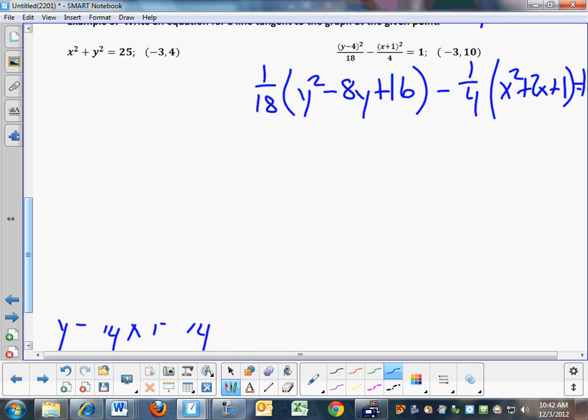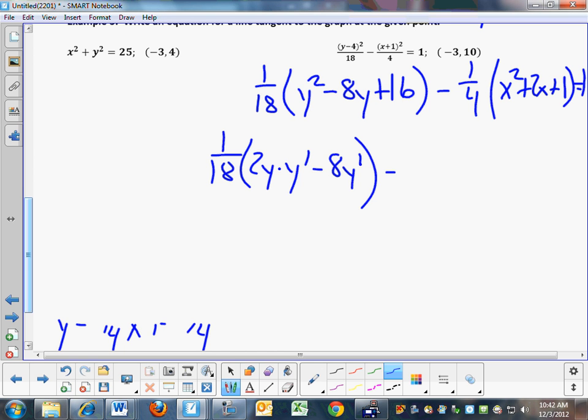Constants just come along for the ride. You don't have to worry about this 1 over 18. It will just always be there. We'll make use of it later on. What's the derivative of y squared? 2y times y prime. What's the derivative of negative 8y? Negative 8y prime. What's the derivative of 16? 0.